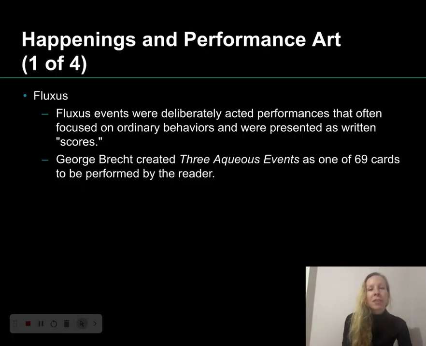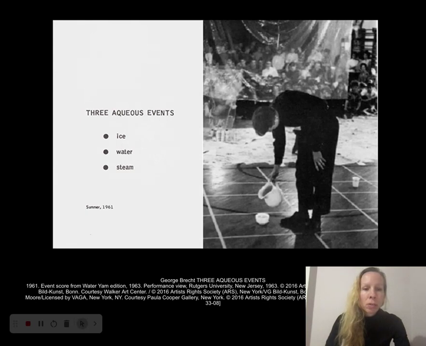All right, so Fluxus events were deliberately acted performances that often focused on ordinary behaviors that were presented as written scores. So George Brecht created Three Aqueous Events as one of 69 cards to be performed by the reader. So this is another way that the artist would bring the reader into the art piece. The reader would read the card, and then someone would perform the action.